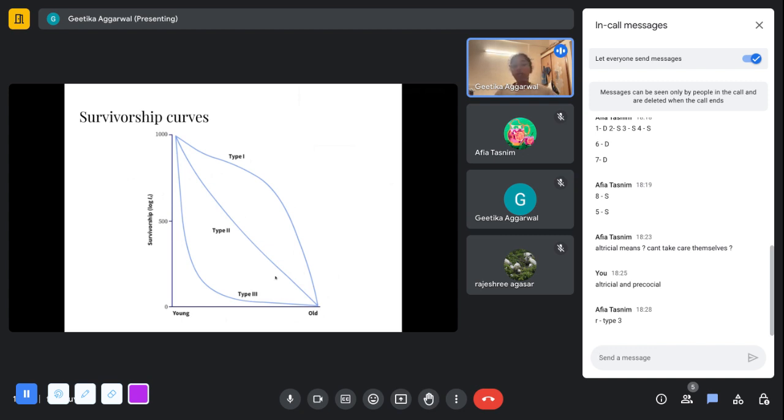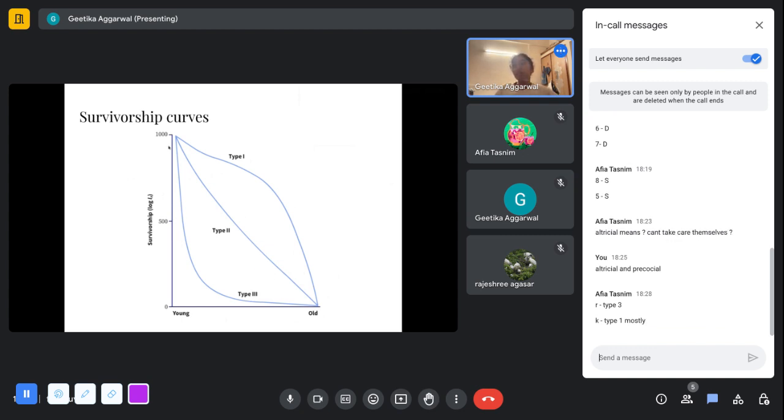So you're correct, Afia. The R-selected species mostly follow a type 3 survivorship curve because, like in insects, they lay a huge amount of eggs and not all of them are going to become larvae. And if they become larvae, a lot of them are going to be fed upon by their predators. So they have huge competition and huge mortality in the young stages, and that is why the survivorship reduces. But after they attain maturity, they will survive more or less till they are old. They have more or less the same amount of survivorship.